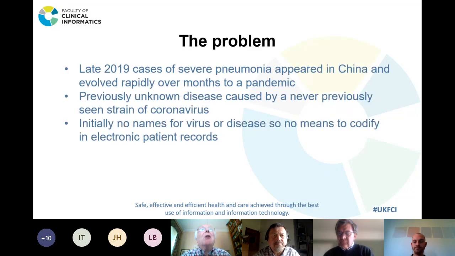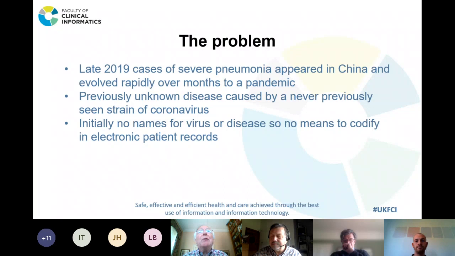So I thought I would just quickly outline the problem. This is an unprecedented problem that nobody living has really ever seen before, as far as I can tell. We've gone from a situation where a mysterious severe pneumonia appeared in Wuhan, China, late last year. And that's evolved very rapidly to the point where we are now with a pandemic and with lockdowns and heaven knows what going on. So effectively, it's a previously unknown disease caused by a never previously seen strain of coronavirus.